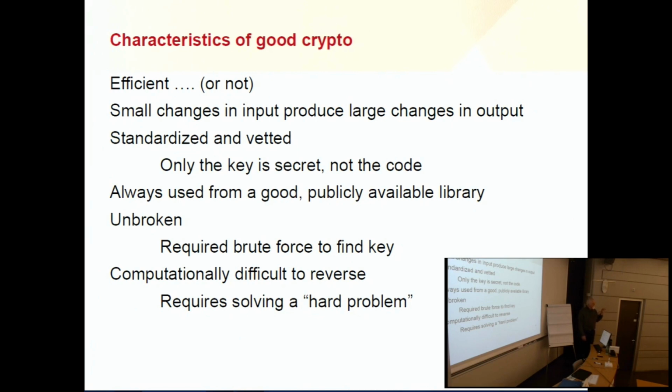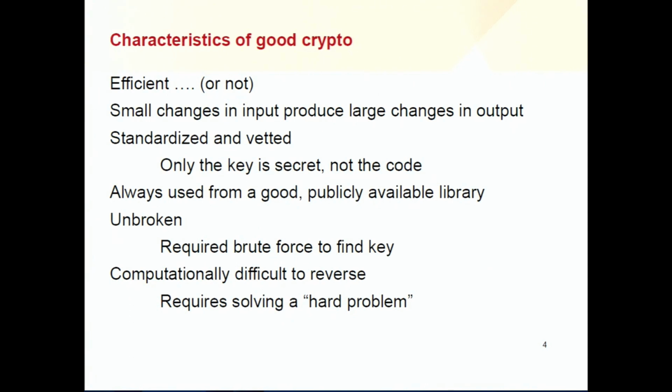Okay, so the other thing is that small changes in the input produce very large changes in the output. You can just change one character, like an A to a B, and you'll see complete difference in terms of what the encryption looks like. It should be standardized and vetted. Don't ever believe anybody that they've come up with their own unbreakable crypto algorithm. It's just not possible. Even the best people who design these algorithms, they submit them and somebody will find out how to crack them.